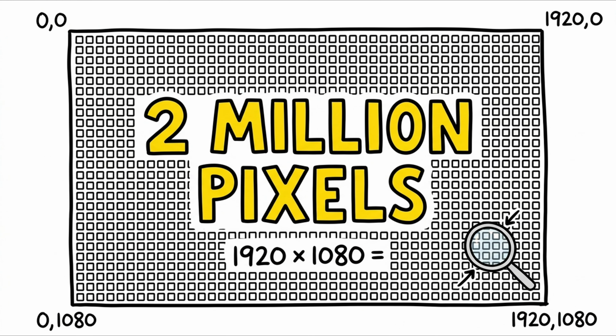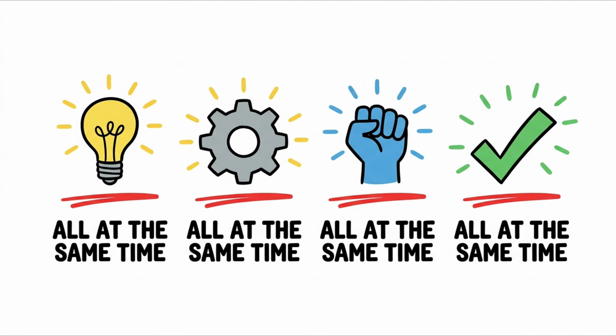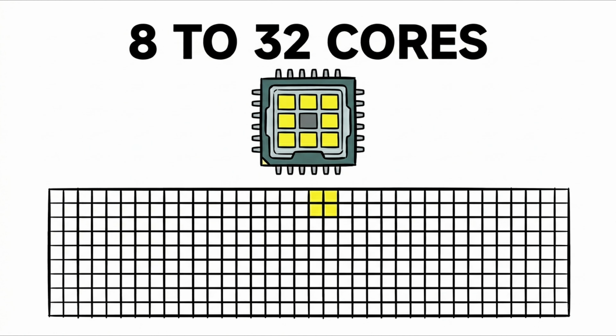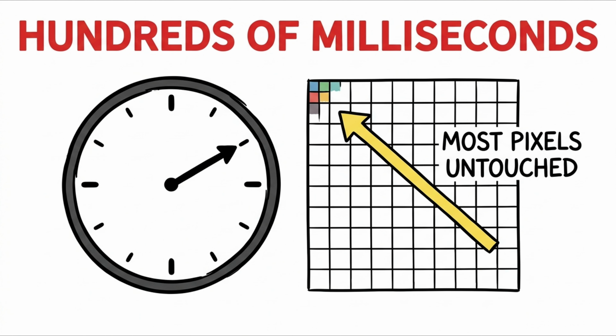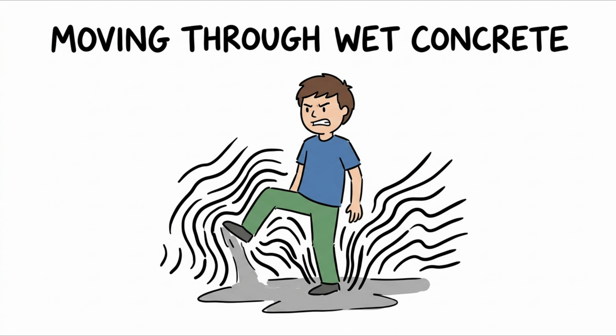A 1920 by 1080 image contains over 2 million pixels. Every single one of those pixels needs a color value, a lighting calculation, a depth check, and a texture sample, all at the same time. Your CPU has between 8 and 32 cores. It would take it hundreds of milliseconds just to touch every pixel once. Your game would run at 6 frames per second. Everything would feel like moving through wet concrete.